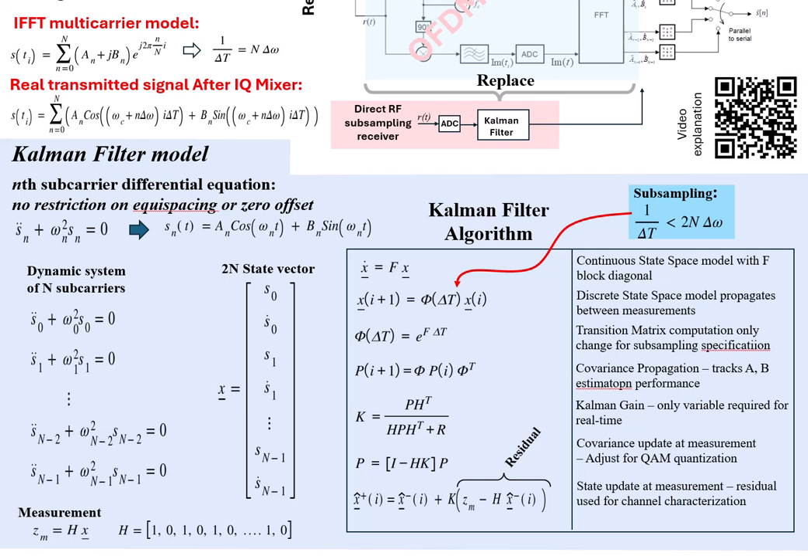This is the real signal that must be sampled and processed by the Kalman filter, so that the new receiver design must work with legacy communication systems. Now let's look at the Kalman filter estimator in detail. The Kalman filter is fully defined by its underlying math model, and this model must be cast into a state space form. Each subcarrier can be perfectly represented by a second-order differential equation as shown here for the nth subcarrier.